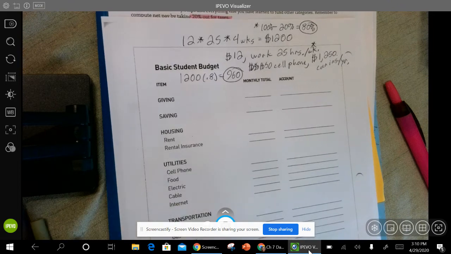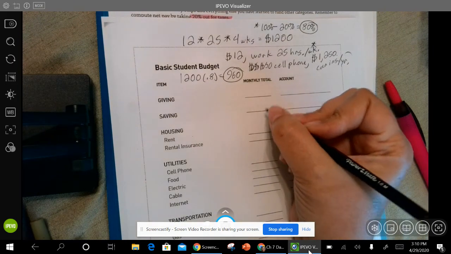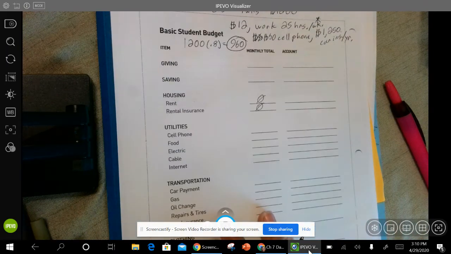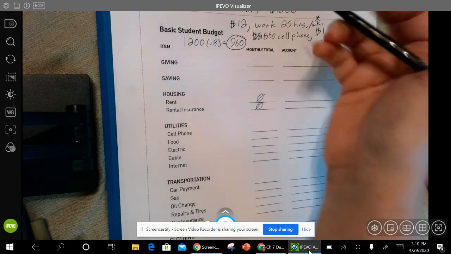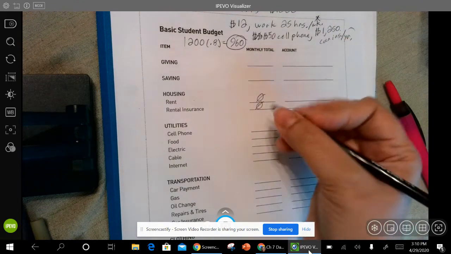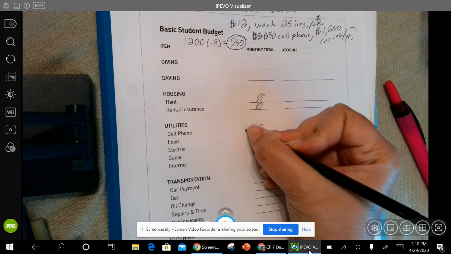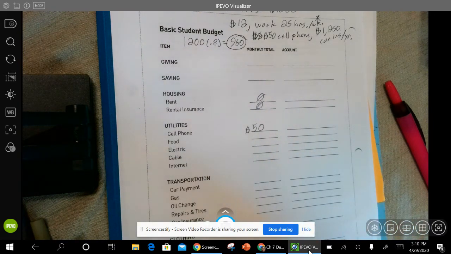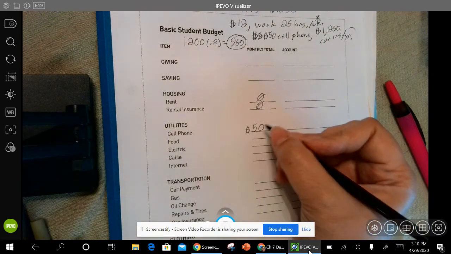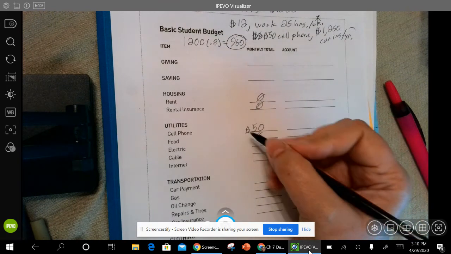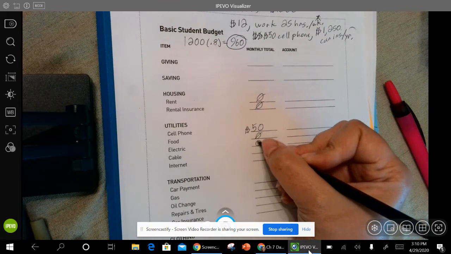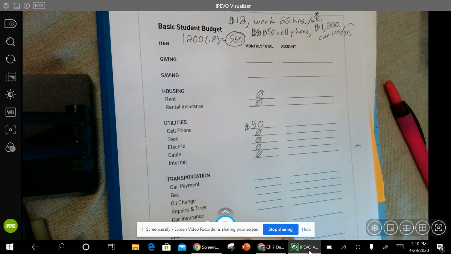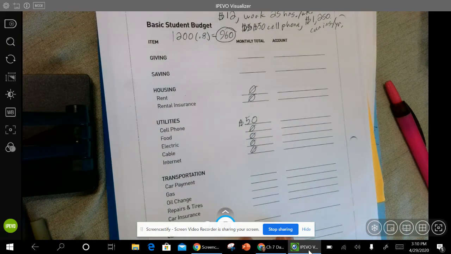So you're living at home, so you don't have to pay rent. Okay, you don't have to pay renter's insurance. Your cell phone, you have to pay $50 a month, everybody. Food, we're going to include in entertainment because that will be if you go out. So when you're at home, they're supplying you with food. You don't have to pay electricity, cable, or internet. Okay, so everybody, those are all zero.